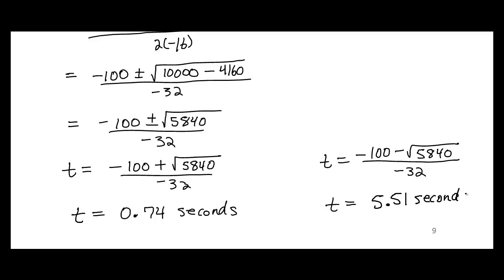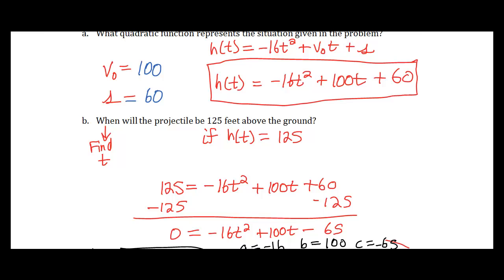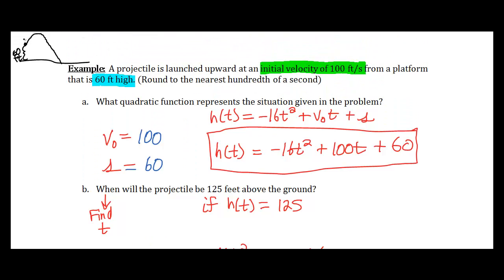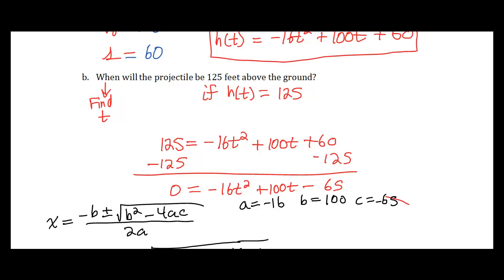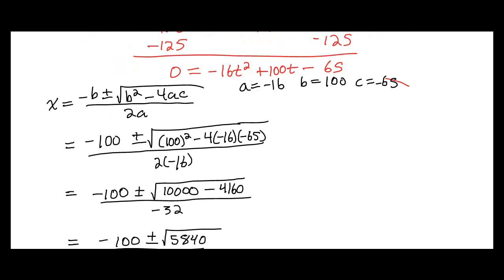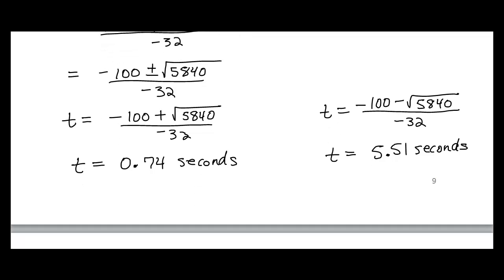All right, so I have 2 solutions here. Neither one of them is 0, but if I go back to my problem, I hit 125 feet 2 times, so 125 feet may be right here and right here. There is a possibility that you will get 2 solutions and both of them are valid. So I'm going to say that both of those answers are valid, and so I get 0.74 seconds and 5.51 seconds. This concludes our video on the quadratic formula.